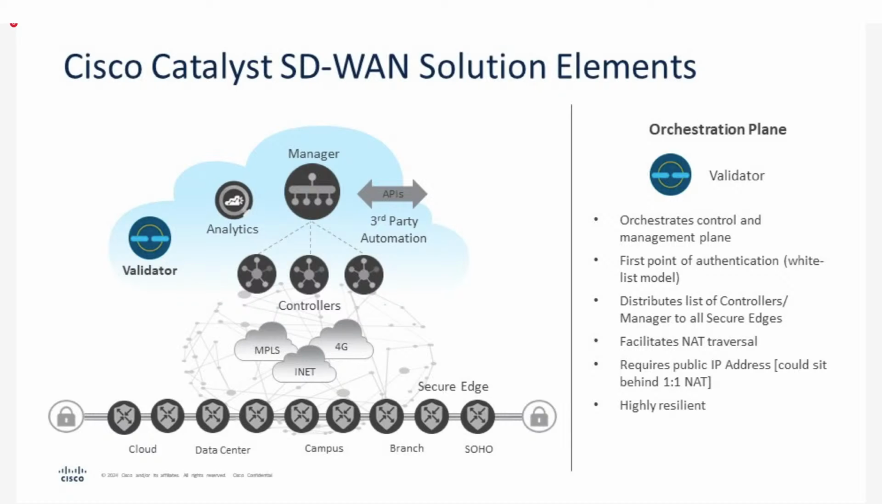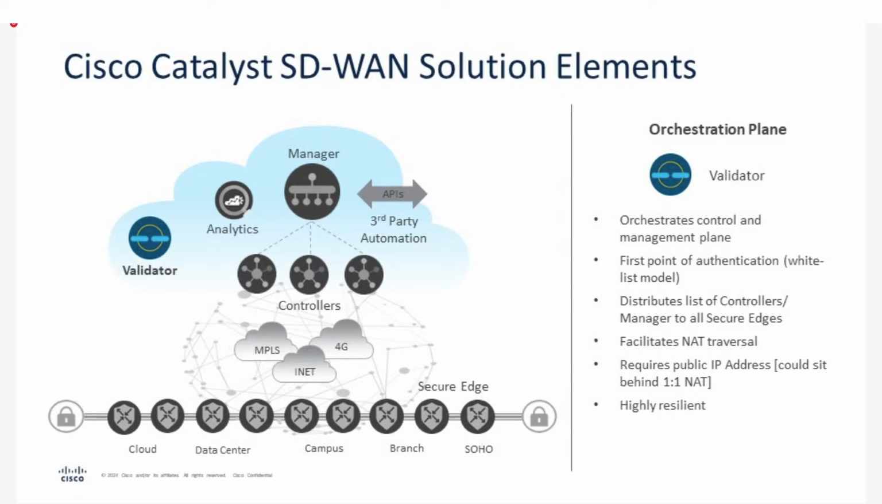The validator also facilitates NAT traversal. So if you have a NAT, it will automatically identify the public IP address and the private IP address and the corresponding ports as well. And then it will propagate all this information to the controller components so that they'll be aware of these things.